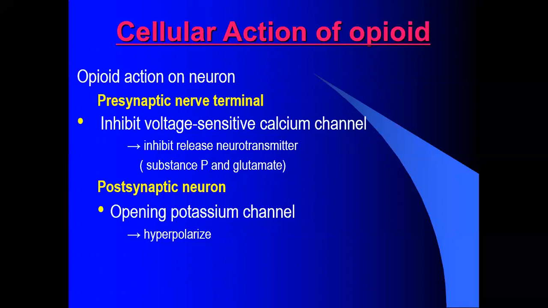In the presynaptic nerve terminal, the cellular action is mainly related to the voltage-gated calcium channels. Here there is inhibition of the calcium channels, so they inhibit release of the neurotransmitters substance P and glutamate. You know that glutamate is an excitatory neurotransmitter. Why do we use these drugs? To inhibit excitation. As glutamate is excitatory, its functions will be inhibited. Now, what happens at the postsynaptic neuron? There is opening of the potassium channels, so there will be potassium efflux. Whenever there is potassium efflux, there will be marked hyperpolarization.